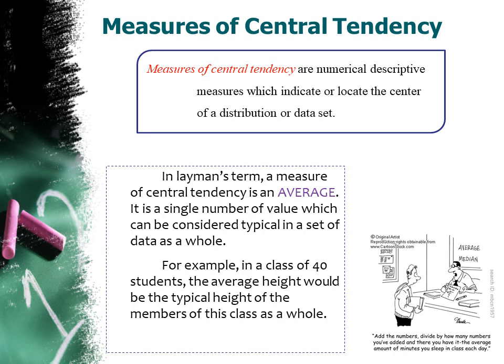So here is an example. In a class of 40 students, the average height would be the typical height of the members of this class as a whole. There is a combination of the tall ones and not so tall. So to represent what the height of this section really is, if there will be one answer needed, then of course the teacher will get the central tendency for that particular data set. That is the meaning of central tendency, which I hope is clear to you.